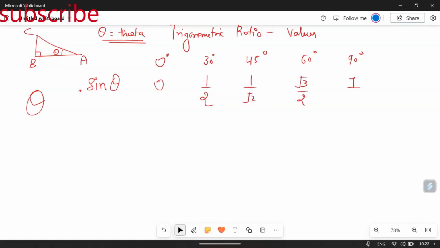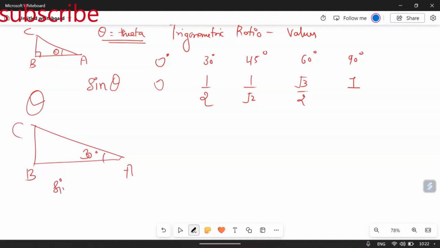It is fixed. So in the question, if it is given sin 0 degree, its value is 0. If it is given sin 30 degree, 1 by 2. Its value is fixed in triangle. Okay, suppose I am drawing this triangle ABC, and this angle is 30 degree.